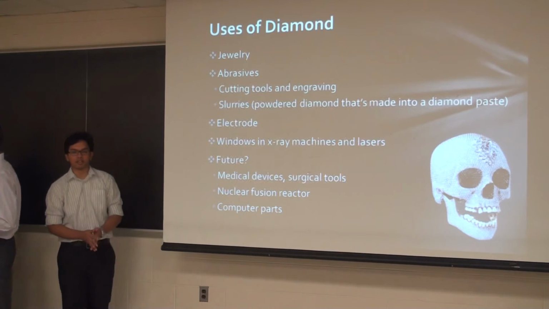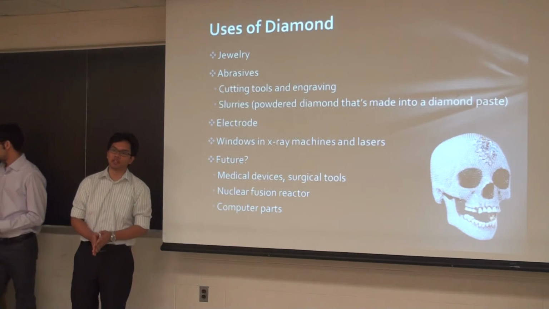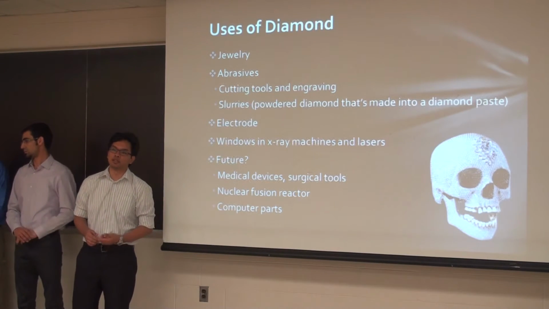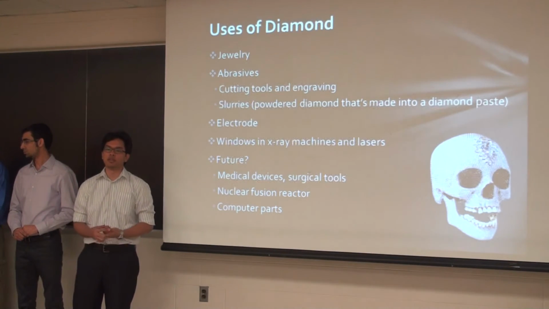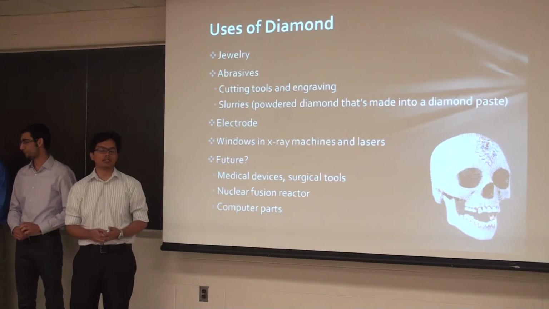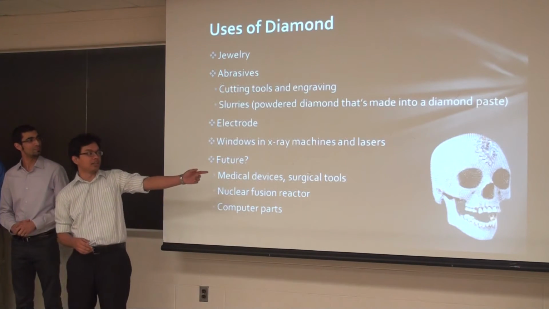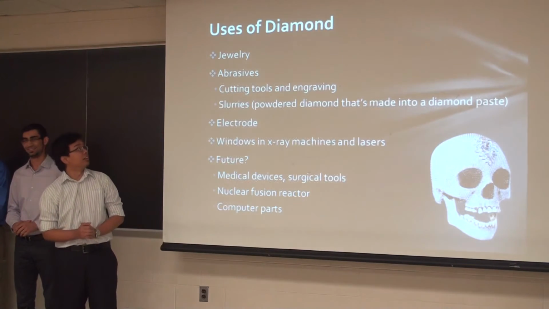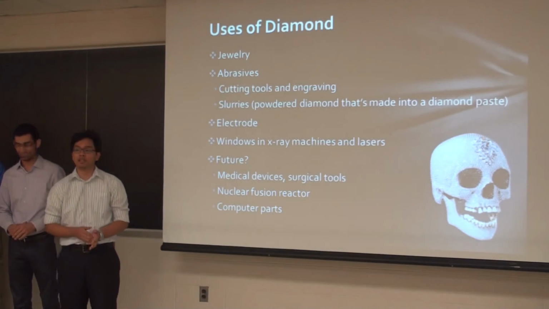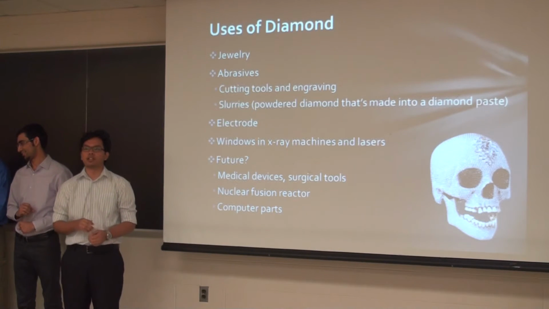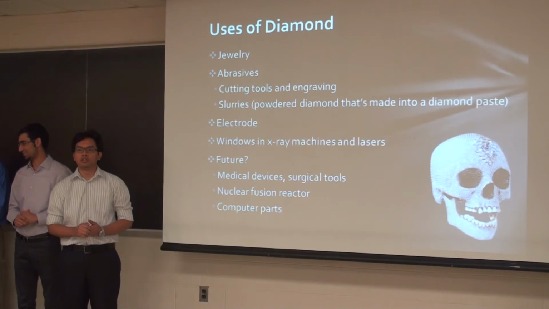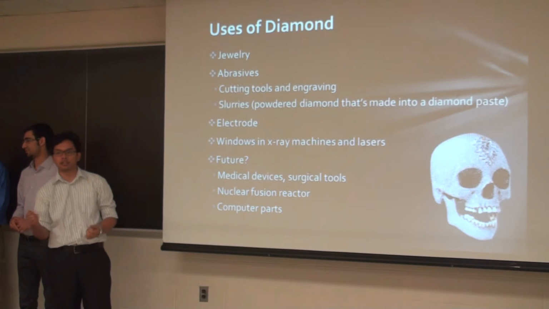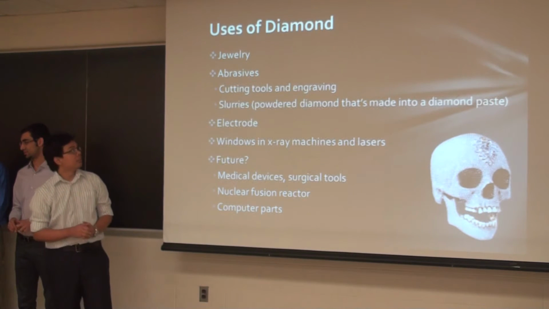So lastly, I'm going to talk about the applications of diamond. When we hear of diamond, the first thing that comes to mind is jewelry, such as diamond rings, necklaces, bling, and also some random stuff like the diamond-studded skull over there. Diamond can also be used as an abrasive. It is used as cutting tools and also to engrave stones and hard surfaces, like engraving on a diamond.